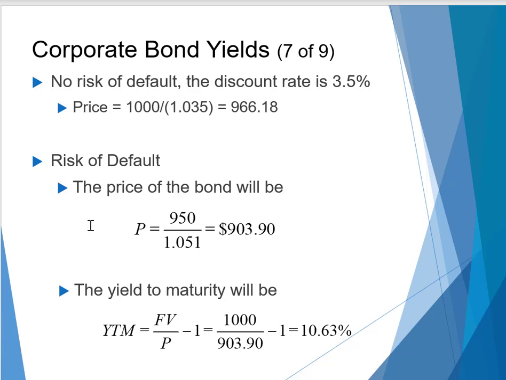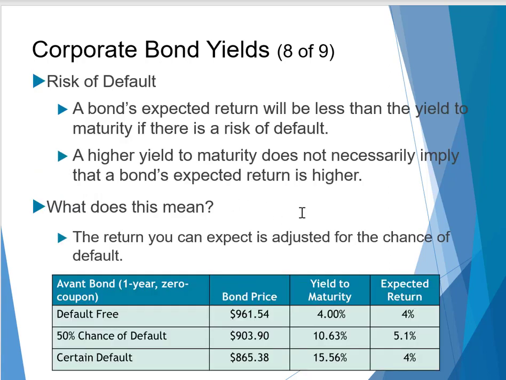Now the price of the bond is going to change. The price is going to be $950, what you expect to get paid. Now we change the discount rate to 1.05. So now the new price is $903.90. So now what is the yield to maturity on this bond? If you calculate the yield to maturity, it just changed and now it's 10.63%.